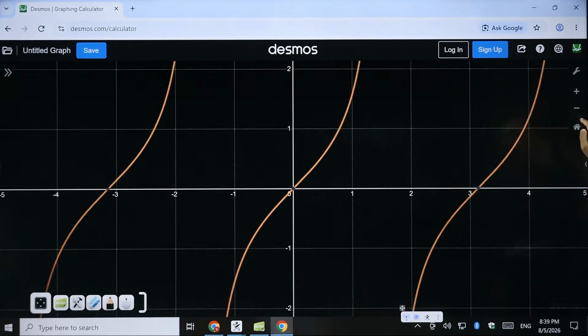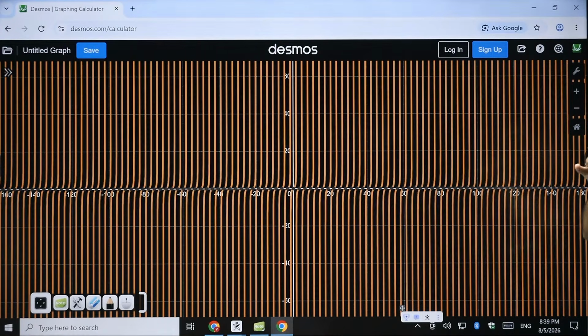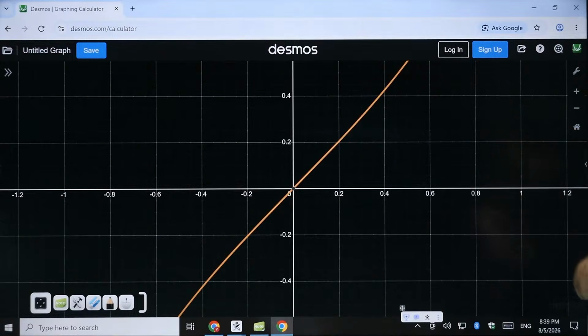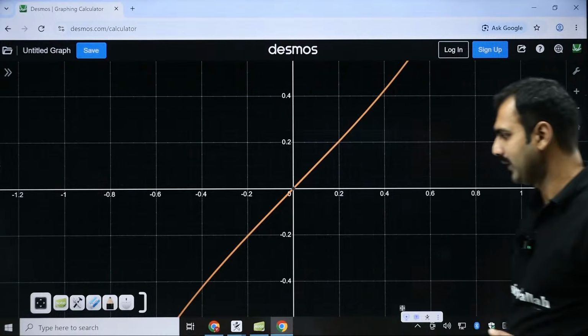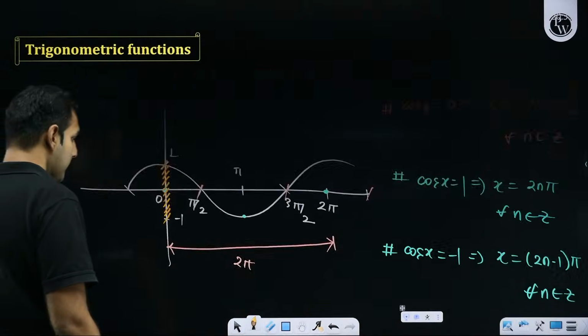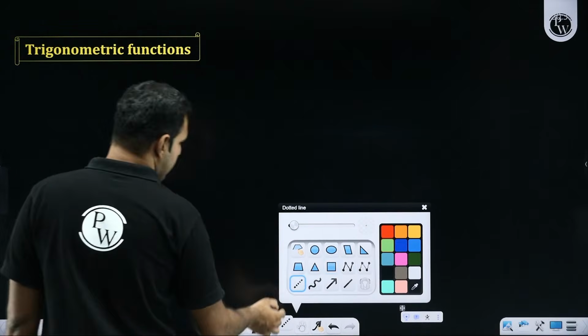If I zoom it out, it looks like parallel lines. If I zoom it in, it looks like a straight line, y is equal to x. But sir, what exactly are we doing here? What do you really mean by this? Yes, let's talk about the graph of tan, everyone. So please pay attention. We are now going to talk about tan x.